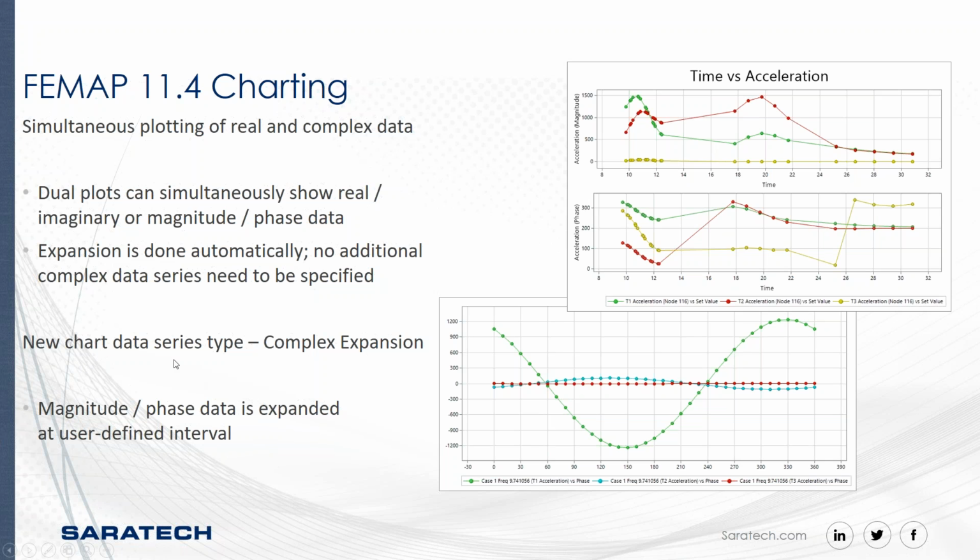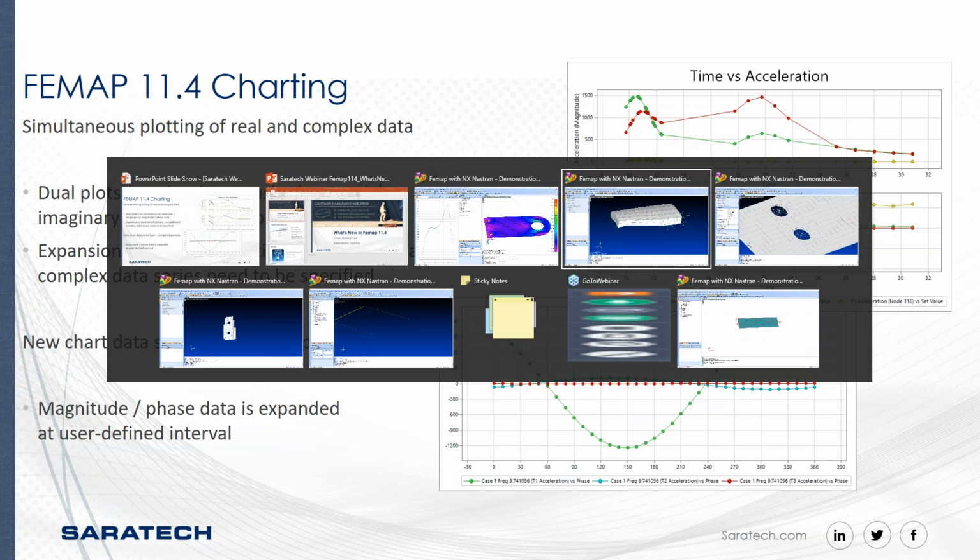Also, the point right here in the bottom, there's a new chart data series type, and this is a complex expansion. So let's say you want to focus on a particular magnitude and see this magnitude in a certain range or a range of phase intervals that you define. So magnitude phase data is expanded at a user-defined interval. So let me go ahead and demo this for you as well, so you can see this firsthand.